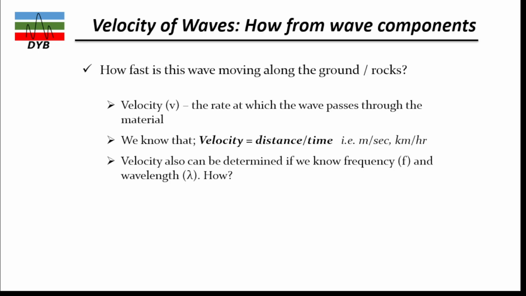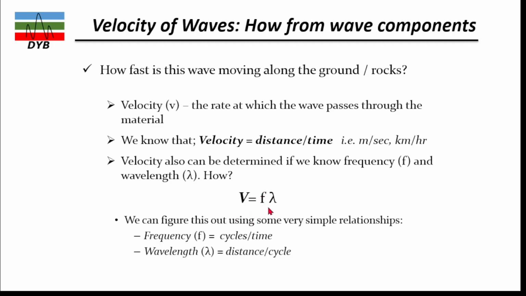And also velocity can be determined if we know the frequency and the wavelength, because if we know the frequency and wavelength, then we know the velocity of the wave. So from this formula, v is equal to f lambda, velocity can be defined based on the frequency and also the wavelength. So now we can also find out these elements: frequency is equal to cycle per time, and the wavelength is equal to distance per cycle.